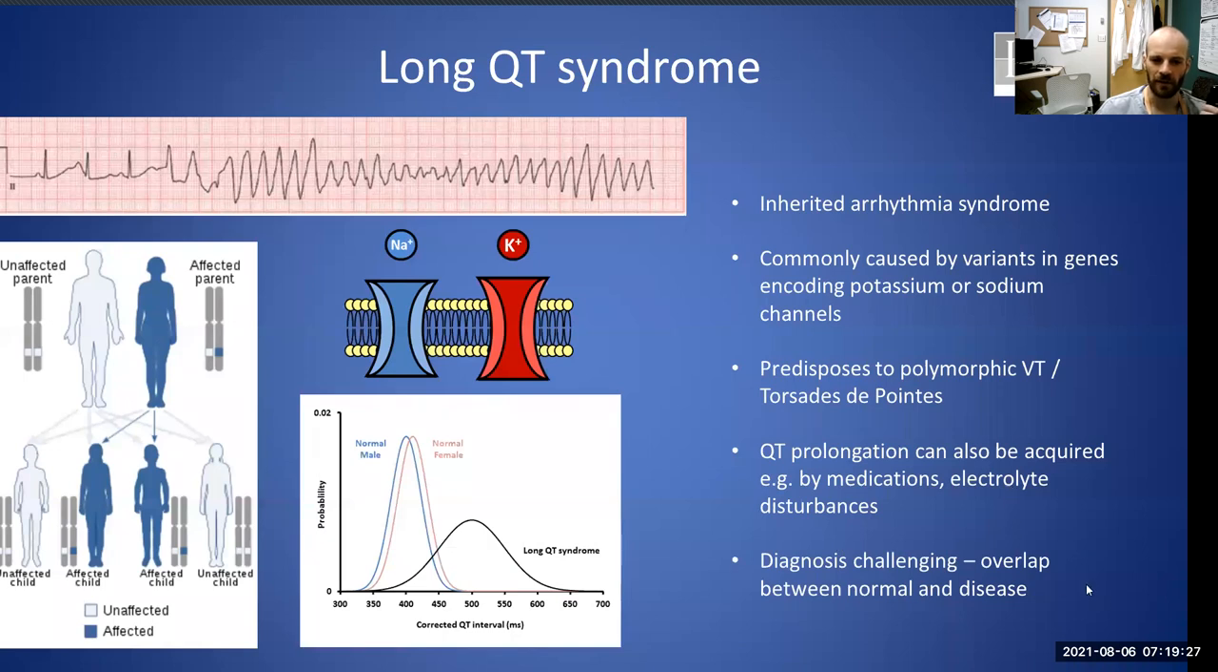The diagnosis can be tricky because there's overlap between normal and disease. Everyone has their own QT interval. In general, women have slightly longer QT intervals than men. And some people who don't have long QT syndrome can have QT intervals at the upper limit of normal. On the other hand, people with long QT syndrome, some get very long QT intervals, but some of them can have long QT syndrome, but when they're at rest, their resting QT interval may actually fall within the apparently normal range. So there's a bit of overlap there, which can make diagnosis tricky, which is why we need to think about these things carefully.